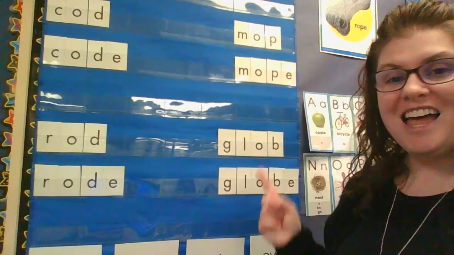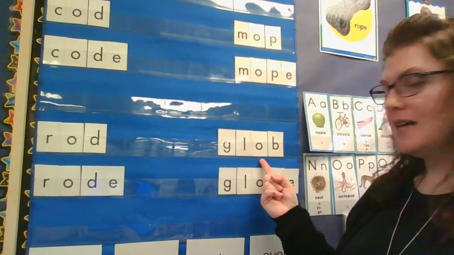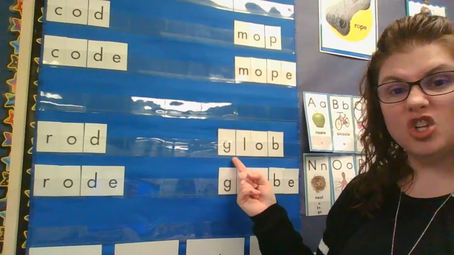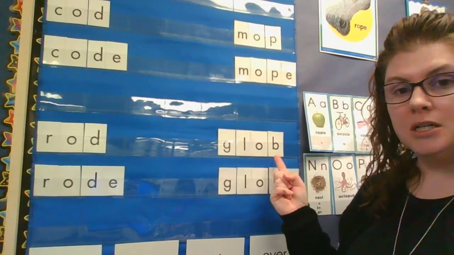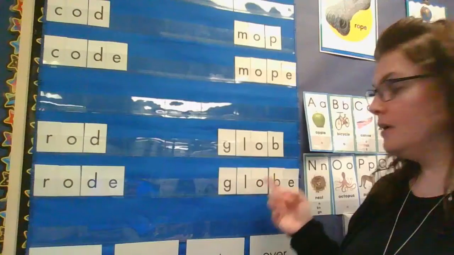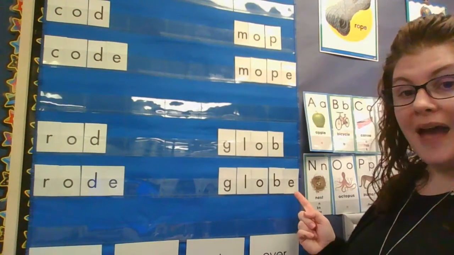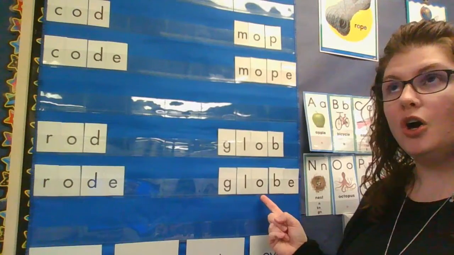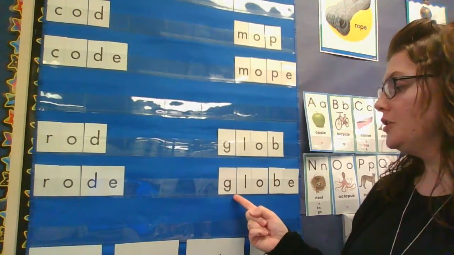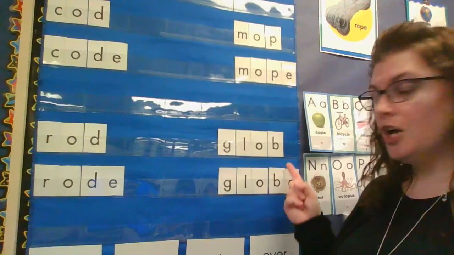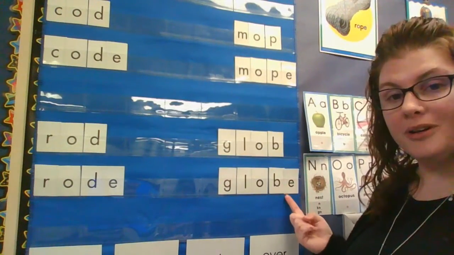Okay. Last one. No E tells me it's a short O. So we have glob, and remember the GL says gl. Glob. Good, one more time, glob. Same word, add the E. Now we know it's a long O sound, so it's going to make the O sound. So let's sound it out now. Globe, globe, glob, globe. That E makes all the difference.